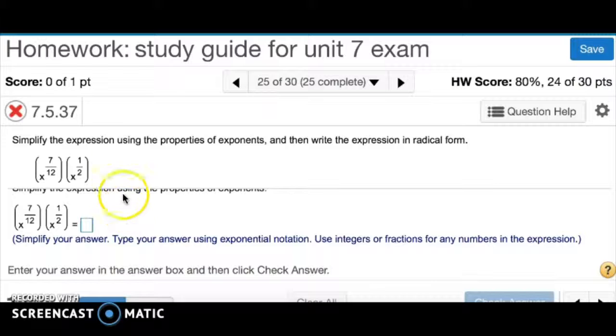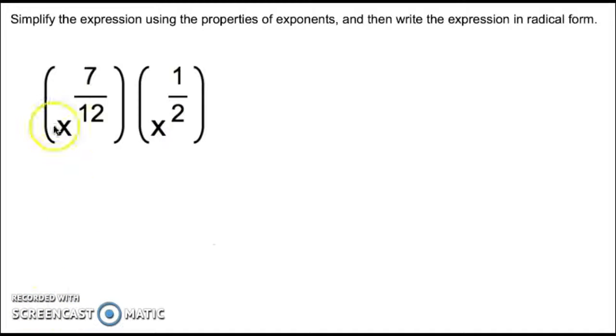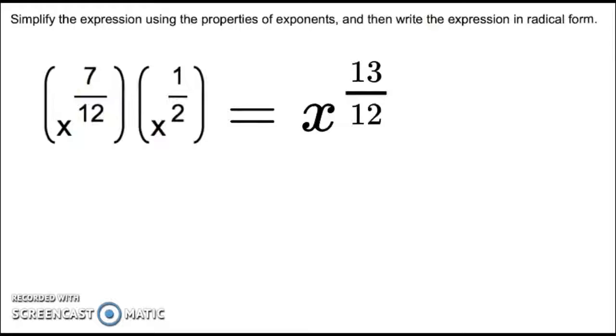It is asking you to simplify the expression using the properties of exponents, and then write the expression in radical form. So let's take a look at that. When we have two variables being multiplied with exponents, we add the exponents together. So 7 over 12 plus 1/2 is going to be 13 over 12.